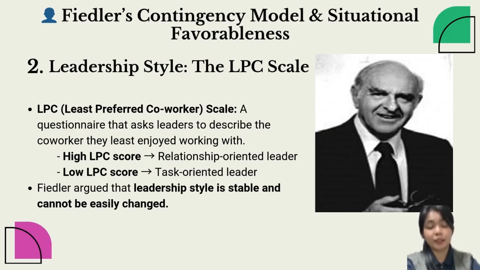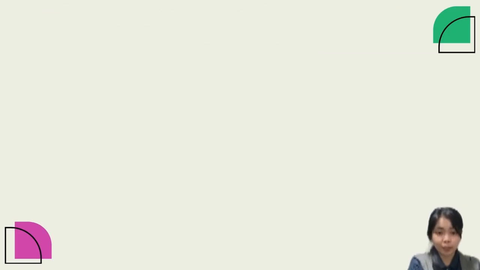Fiedler measured leadership style using the least preferred coworker, or the LPC scale, which asks leaders to rate the coworker they least enjoyed working with. A high LPC score indicates a relationship-oriented leader who values interpersonal relationships, even with difficult colleagues. A low LPC score indicates a task-oriented leader more focused on task completion and performance outcomes.